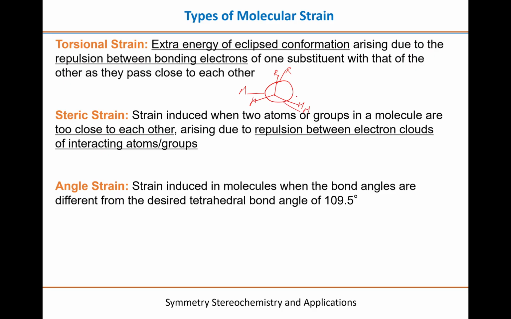Now this is the eclipsed conformation, and the strain between these two groups is known as torsional strain. Bonding electrons, if suppose we have any group here, NH2, CH3, or whatever it is, any group, the strain between these two atoms is known as torsional strain. Okay. Now the next one is steric strain.